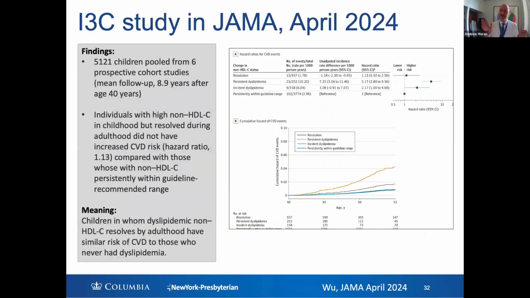And I just want to mention, this is not my research, but another important piece of evidence fell into place. It was also based on this I3C child cohorts data set, and was just recently, maybe a week or two ago, published in JAMA. It's showing that children, about 5,000 children pooled from 6 prospective cohort studies, who started with high non-HDL cholesterol in childhood but resolved to a normal level, ended up having the same cardiovascular risk as people who maintained a normal cholesterol for their entire life.